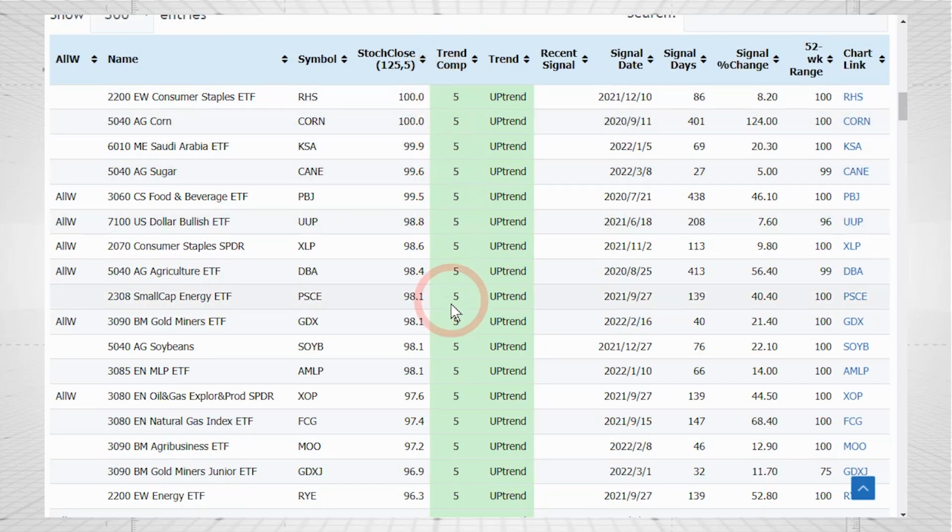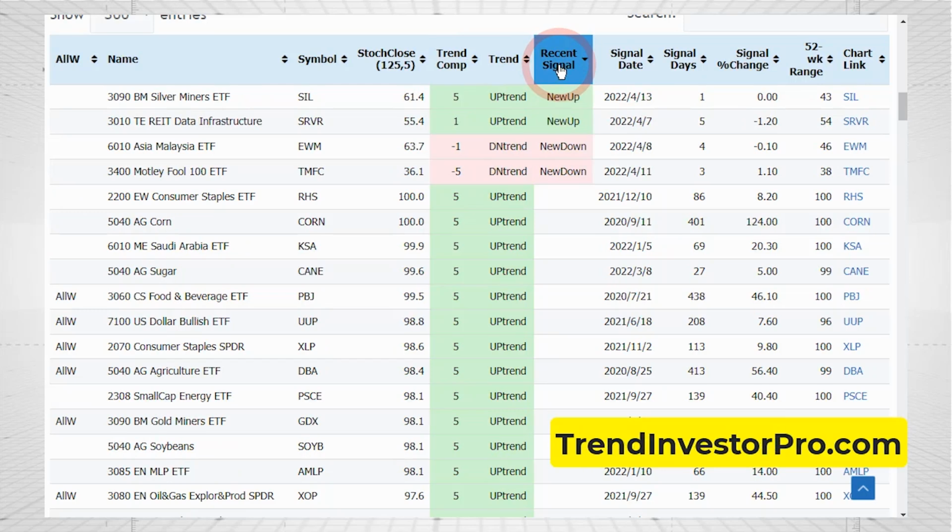And here are the trend composite signals. We can click this column to see the recent signals in the trend composite. Silver miners recently triggered bullish, and Malaysia recently triggered bearish.